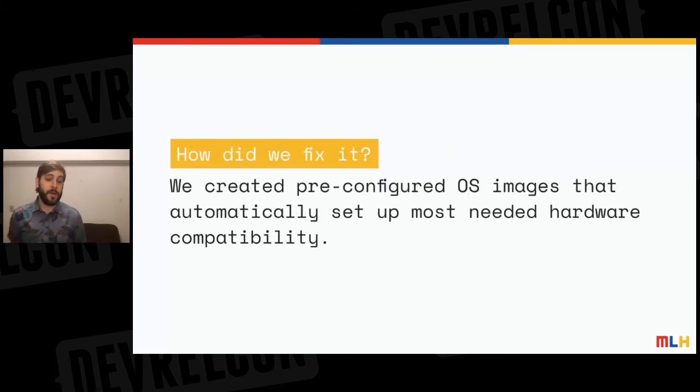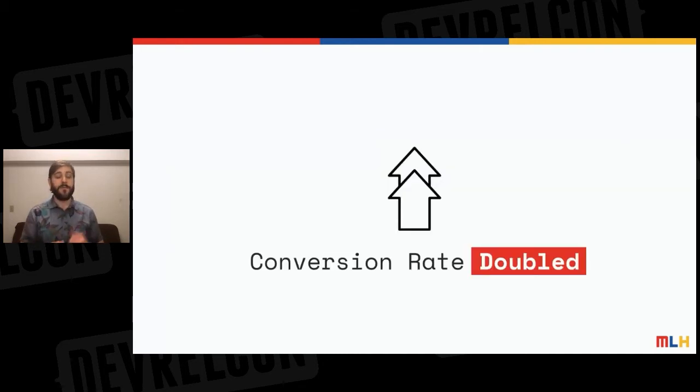So we started to create pre-configured operating system images that pre-configured most of the hardware compatibility. So installing, like, the best case scenario libraries, things like that, that made someone's life way easier, even if they didn't understand electrical engineering. And the conversion rate for this usage doubled. Obviously, this is just a starting point, but simply by creating better resources and not assuming so much in a developer's ability or perspective, we were able to increase their success rate.